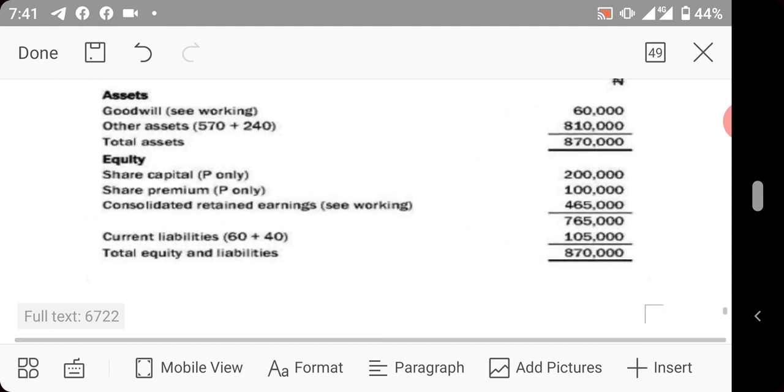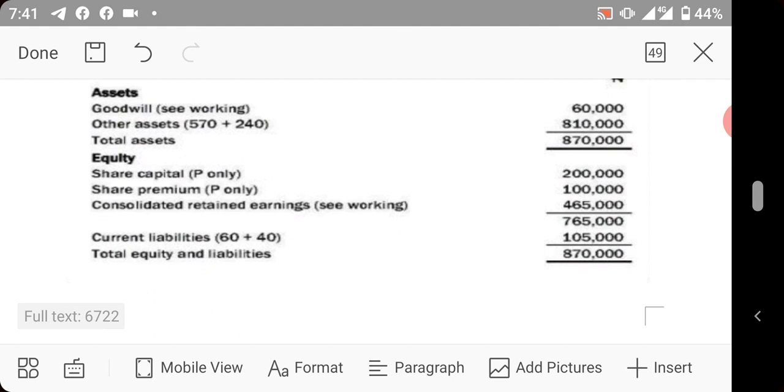So we will continue in our next class by looking at how non-controlling interest is treated. After I explain, I'll look at some little workings also, so you can have a good understanding of consolidation.